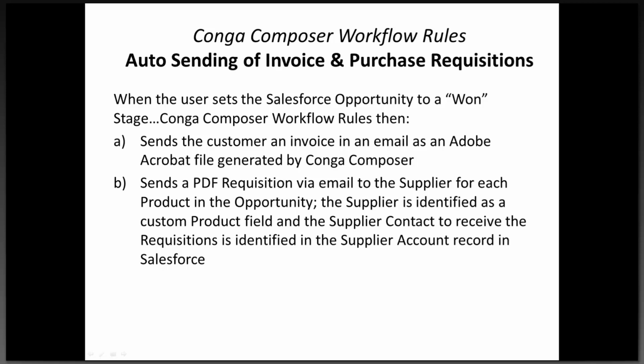But the real key part here was also, at the same time, using workflow, a Conga Composer workflow, it would generate requisitions to go to each of the suppliers. So what they would do, based upon the products that are in that particular opportunity, is look up to the product record, find out who the supplier is, and in the supplier's account record, find out who the contact is that is to be sent these purchase requisitions, and automatically send each of these different suppliers those requisitions electronically, as a PDF file generated by Conga.